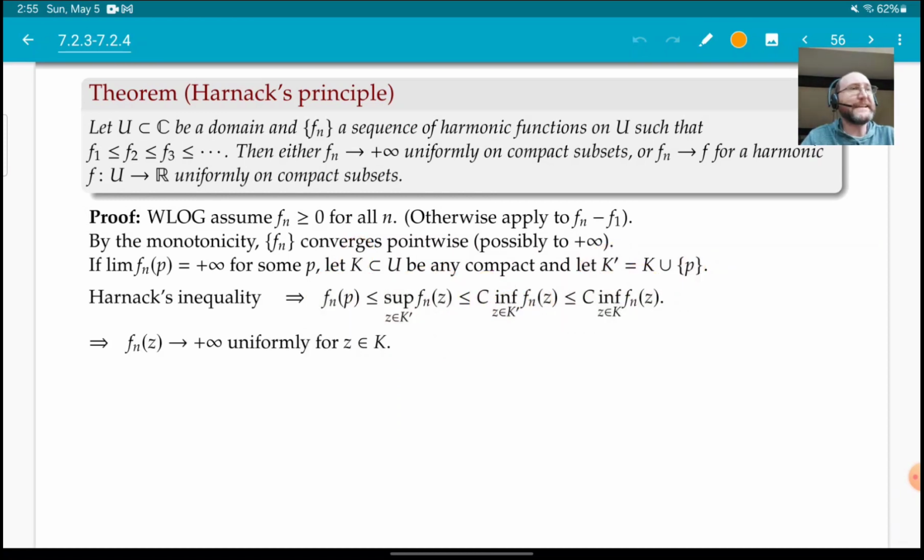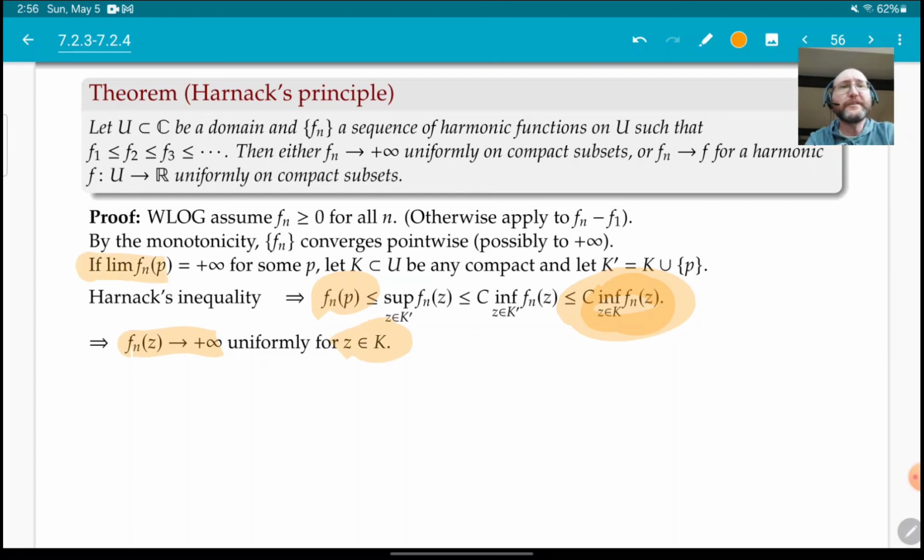What does that mean? That means that on K, we have this function going uniformly to plus infinity, right? Because this number will go to plus infinity, basically because of this. So we just need one point. We figure out how fast that is going to infinity, and that's how fast this is going to infinity, right? Well, given a C, right?